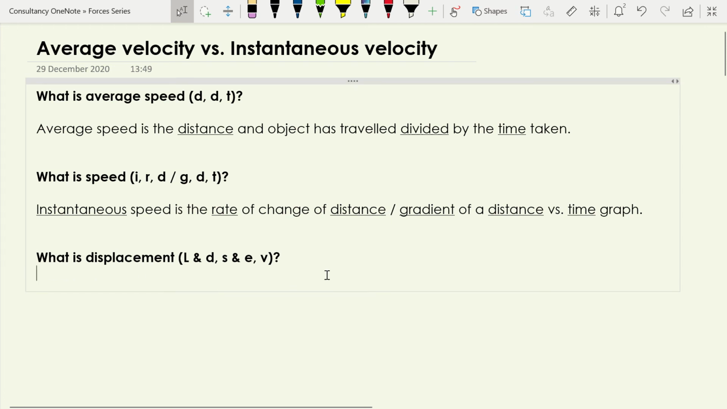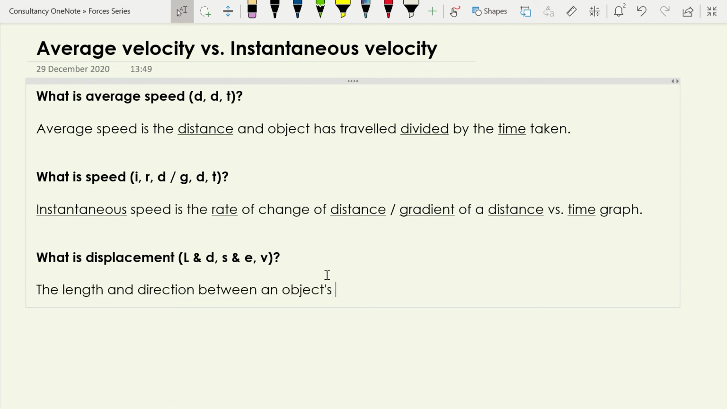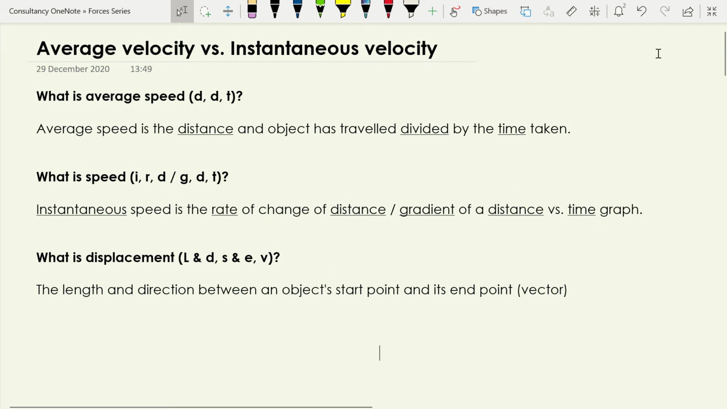And then finally, displacement. It's the length and direction between an object's start point and its end point. And the V is there because it's a vector quantity. Let's just quickly show that using a diagram, which I think shows it a lot better. Let's say the object started here and it ended here. The displacement would be the length of this vector and the direction of that arrow. That would describe the object's displacement.